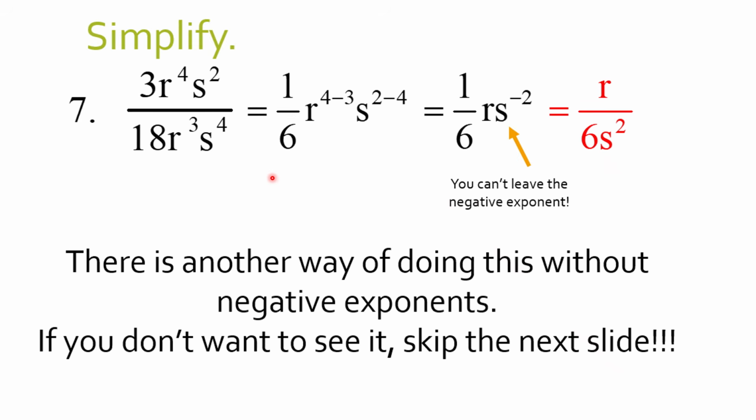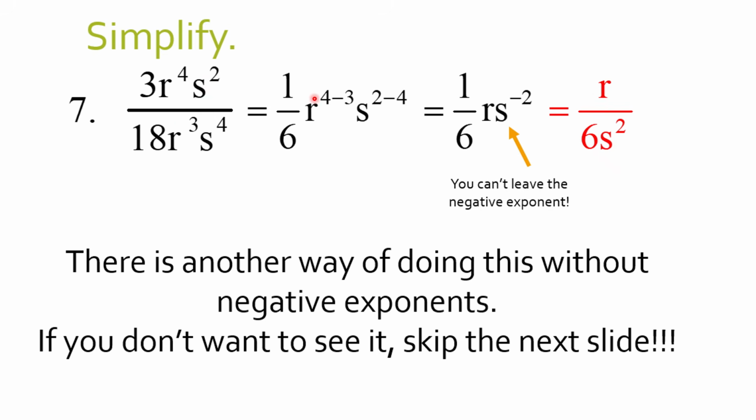Okay, another. So we have 3r raised to 4 s squared over 18r cubed s to the fourth, which equals 1/6. Why? The 3 and 18, their GCF is 3. Okay, 3 divided by 3 is 1.